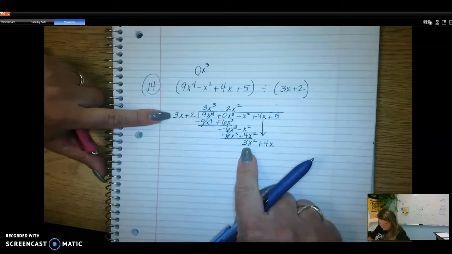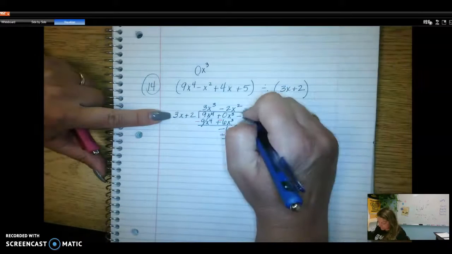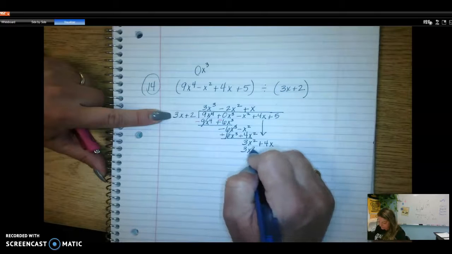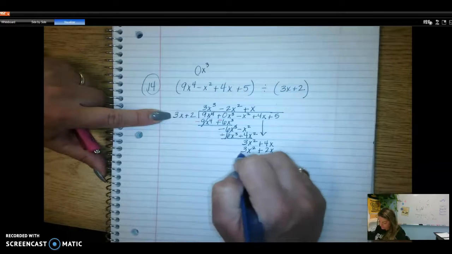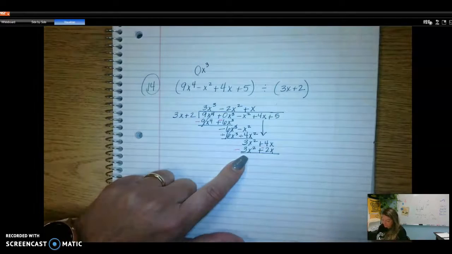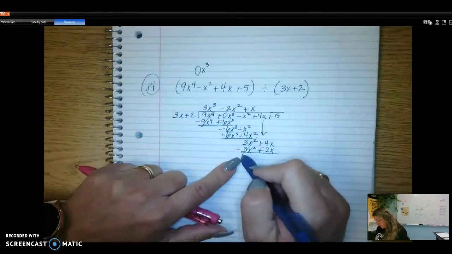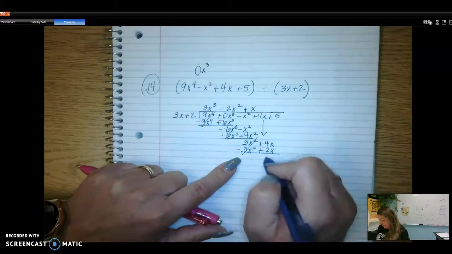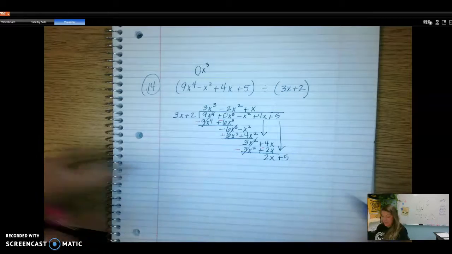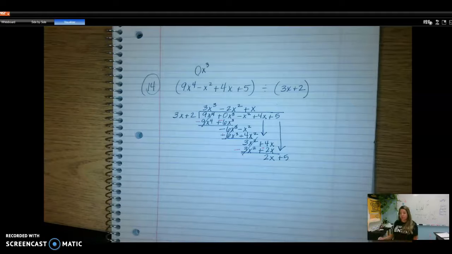3x times what is 3x squared? So we're looking for an x. So I'm going to get 3x squared plus 2x. I need to subtract, so again I'm changing my signs. 4x minus 2x is 2x. I'm going to bring this plus 5 down. And then, whoa, wait a minute, Hunsaker, you didn't tell me what to do about this, right? What do you do about this?